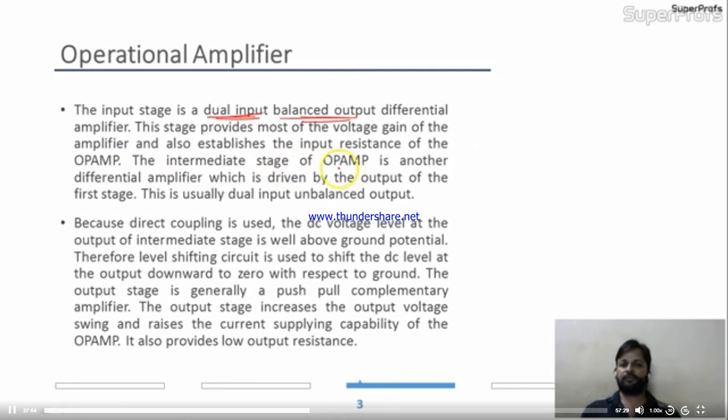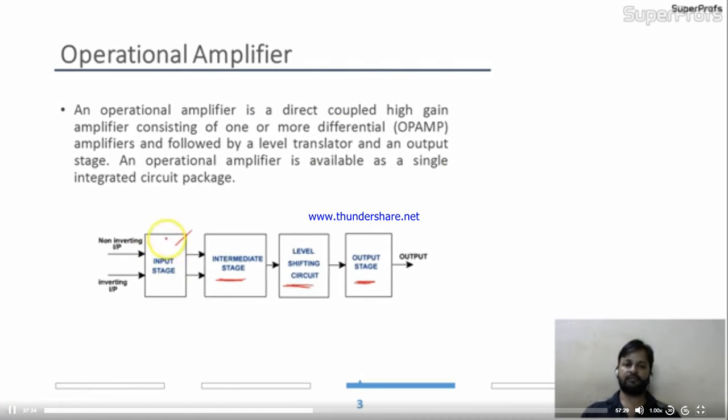The intermediate stage of Opamp is another differential amplifier which is driven by the output of the first stage. The first stage output will drive the second circuit. This is usually dual input unbalanced output. At the first stage you will surely have dual input and balanced output, but here you will have unbalanced output. Is it okay?